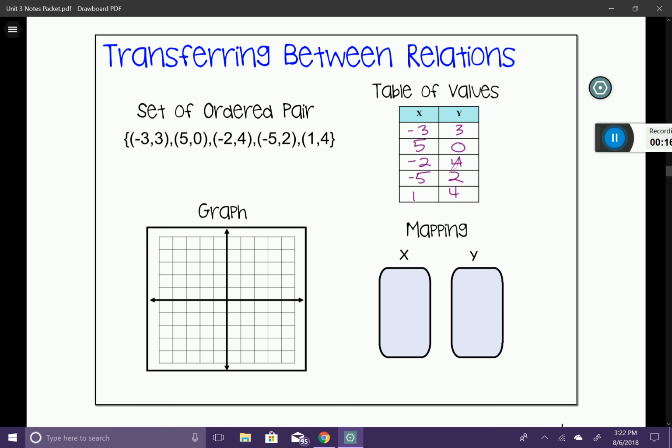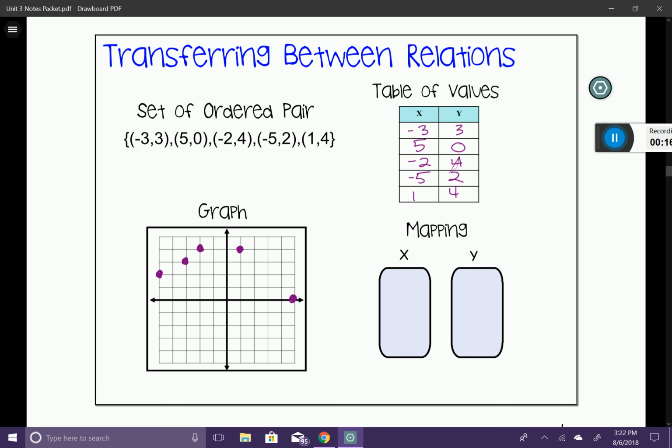I'm going to put it on a graph here. So now I have (-3, 3), (5, 0), (-2, 4), (-5, 2), and (1, 4). Now you might be wondering, am I going to connect these dots? No, because a set of ordered pairs are just ordered pairs. It's just an x value and a y value, an x value and a y value, and so forth. It is not a linear function, so I'm just going to leave it as is.